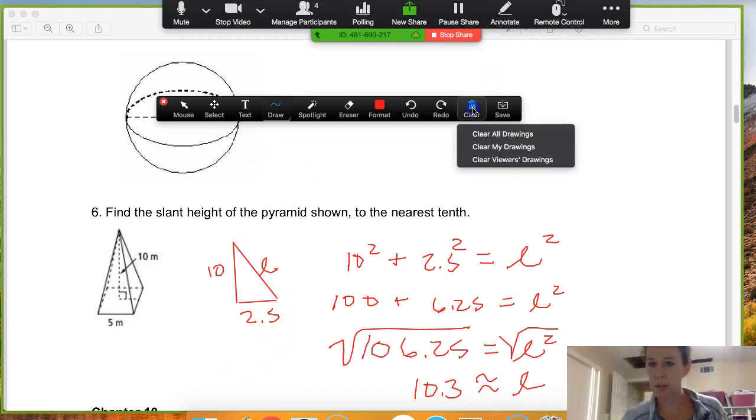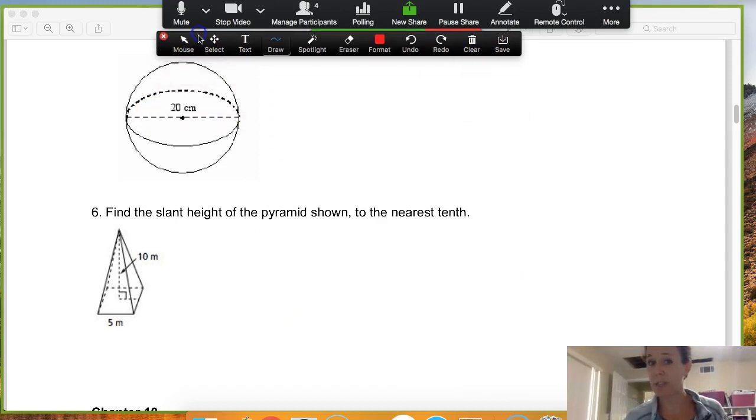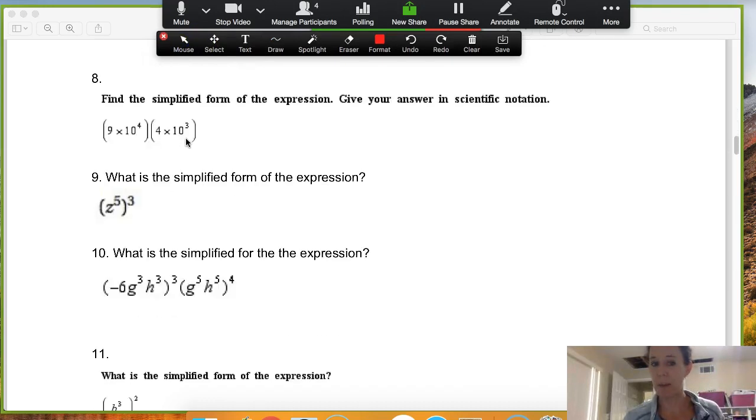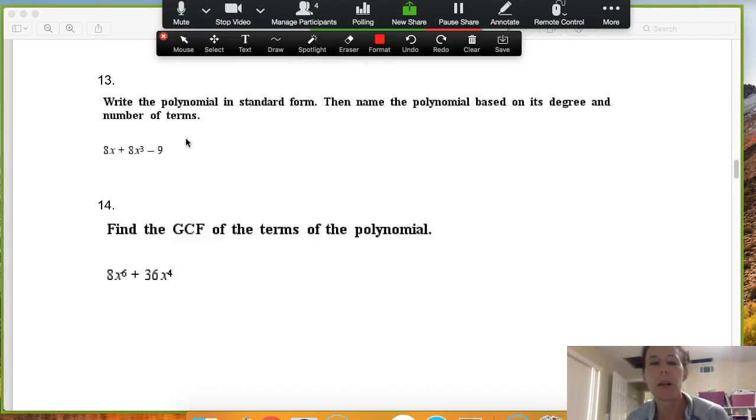Okay, let's go on to number 13. Haley, I'm just doing the problems that are requested. So if you have specific problems you want me to do, please put them in the chat box and I'll go over those. Okay, let's go over number 13.